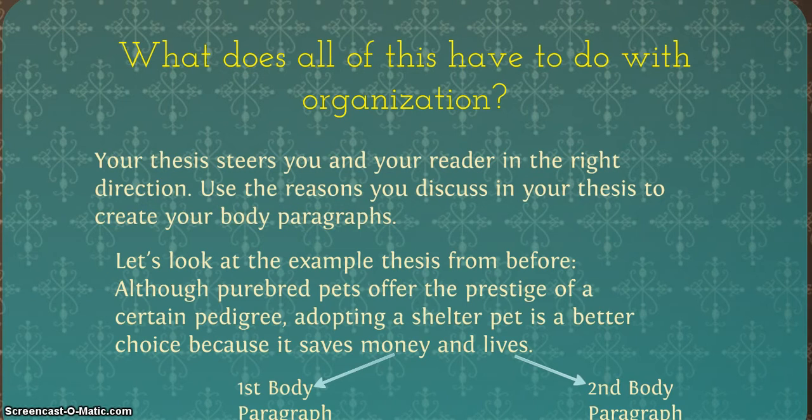So let's look at the example thesis from before. It said, although purebred pets offer the prestige of a certain pedigree, adopting a shelter pet is a better choice because it saves money and lives. So basically, we would take the reasons, money, and then lives, and saving money would be what our first paragraph would be about, and then saving lives would be what our second body paragraph would be about. So just from our thesis, we already know how we're going to organize our essays into paragraphs.